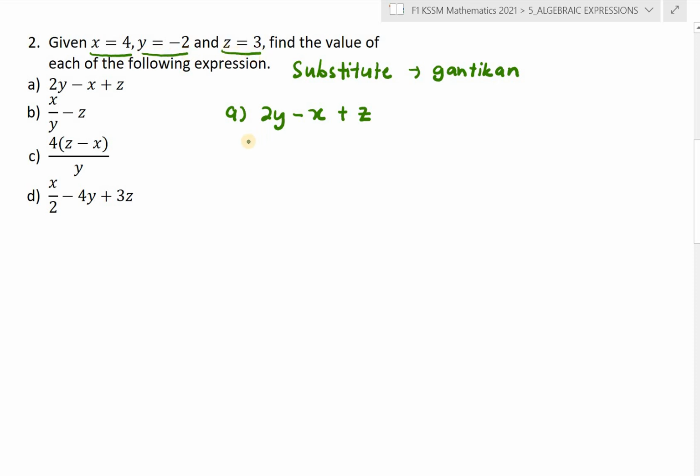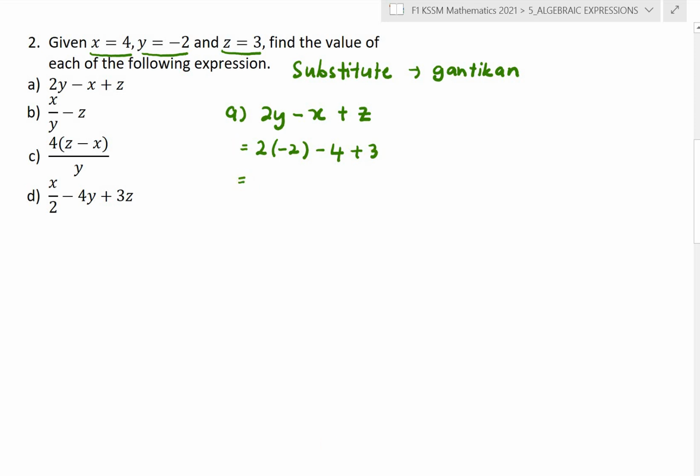Okay, 1 by 1 means that we have this one. We have 2Y. Y, the value of Y is negative 2. Okay, we put in bracket lah because kita darabkan. Bracket ni sama maksudnya dengan darab. Sebab ni 2Y maksudnya 2 darab Y. Okay, minus X. Minus X is minus 4. Okay, disebabkan nilai 4 ini positif, tak perlu letak kurungan. Kalau dia negatif, baru kita letak kurungan. Okay, tambah dengan Z. Okay, Z is plus 3. Okay, I hope you understand sampai sini.